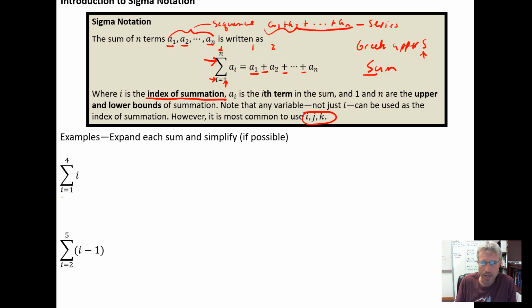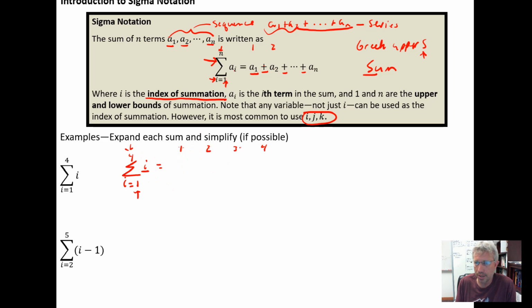So here's how this plays out in practice. We're going to go through a sequence of 4 examples. The first one says take the sum, S for sum, from i equals 1 to 4 of i. What you're going to do is start with the number 1, then increment the 1 to get a 2, then increment the 2 to get a 3, and then increment the 3 by 1 to get a 4. So you're going to plug the numbers 1 through 4 in for the index of summation, separated by sums.